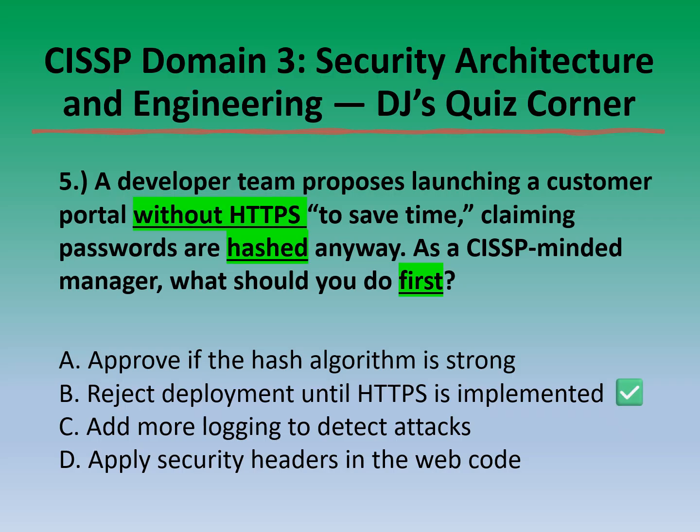Correct answer is B. Reject deployment until HTTPS is implemented. Transmission security, HTTPS, ensures confidentiality in transit. Hashing protects only stored data. CISSPs focus on risk prevention before exposure, not just detection.